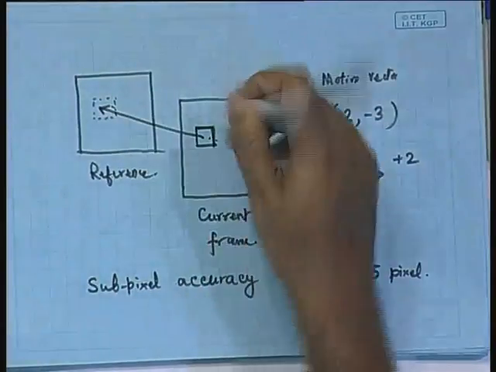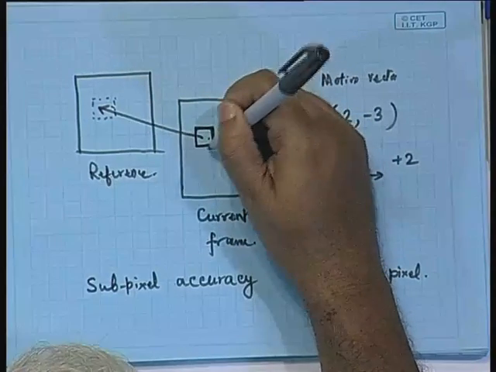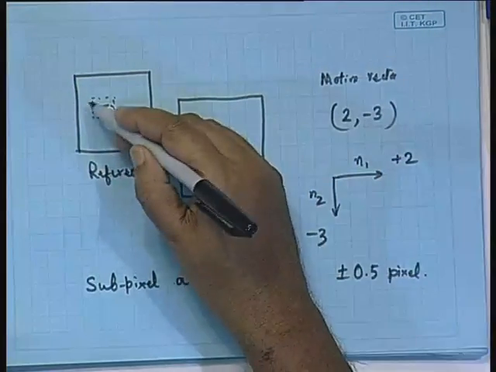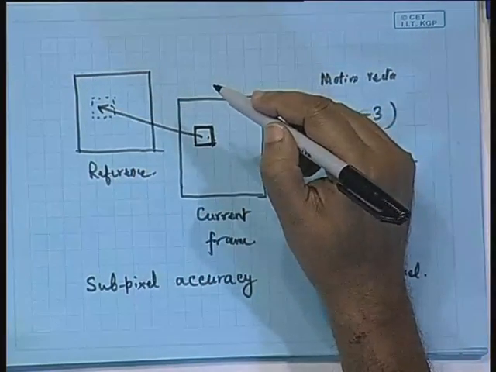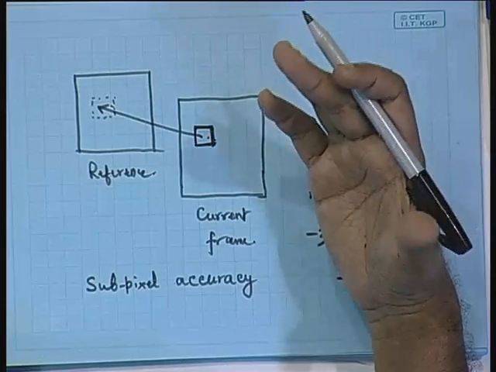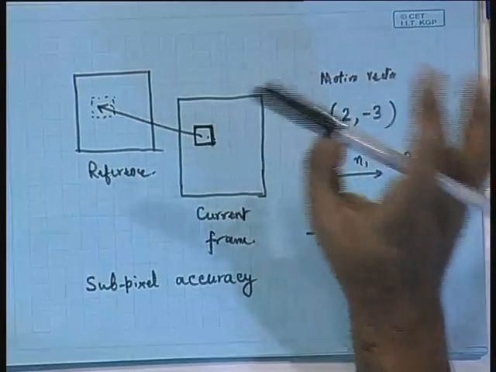Now, if we increase the resolution, and at the increased resolution we search for the block in the current frame with the increased resolution block in the reference frame, in that case the displacement that I will get is in pixel units, but in the enhanced space.